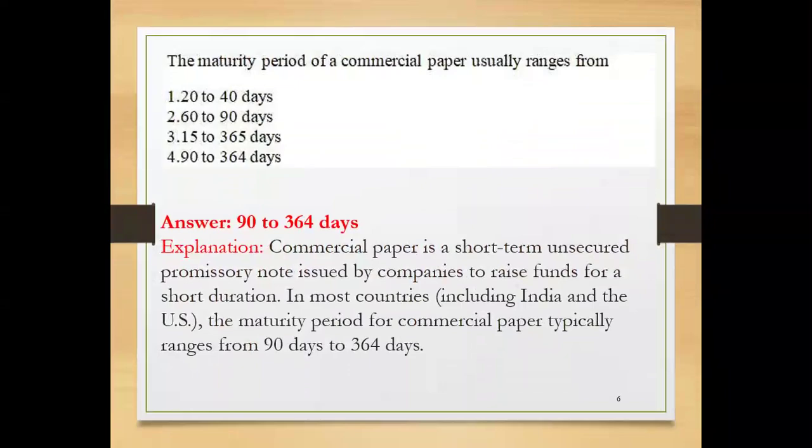Another one, the maturity period of commercial paper usually ranges from 20 to 40 days, 60 to 90 days, 15 to 365 days, 90 to 364 days. Typically, any short-term instrument or short-term investment is not more than 1 year. Similarly, commercial paper is a short-term unsecured promissory note issued by companies to raise funds for shorter duration. In most countries, including India and the US, the maturity for commercial paper typically ranges from 90 days to 364 days, meaning less than 1 year.